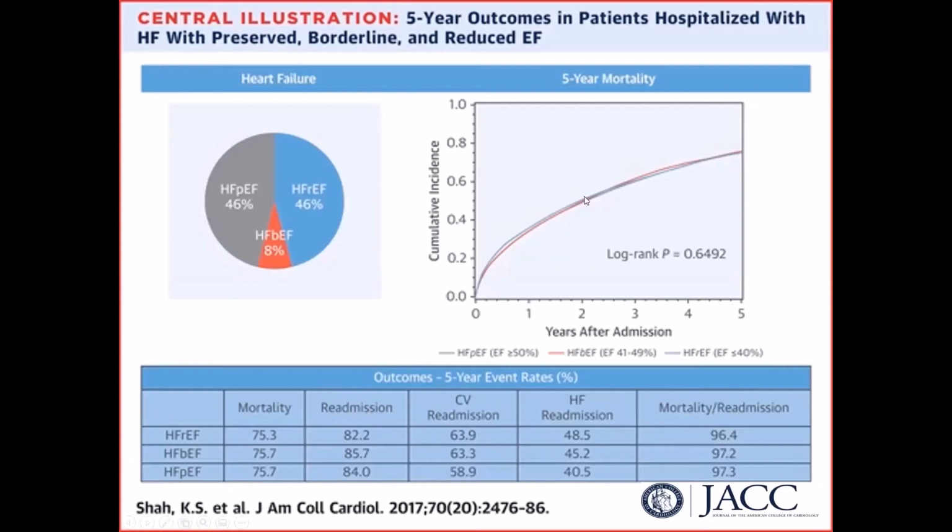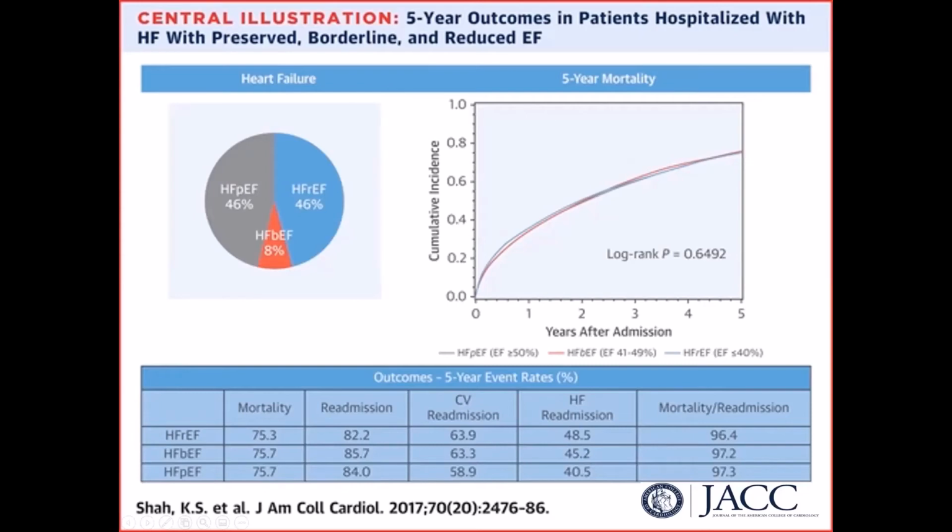And then they followed these patients over 5 years and then evaluated their mortality or survival. If you look at the timeline on the x-axis and the incidence of survival on the y-axis, at 1 year about 30% die, at 2 years close to 50% die, and at 5 years 75% die.